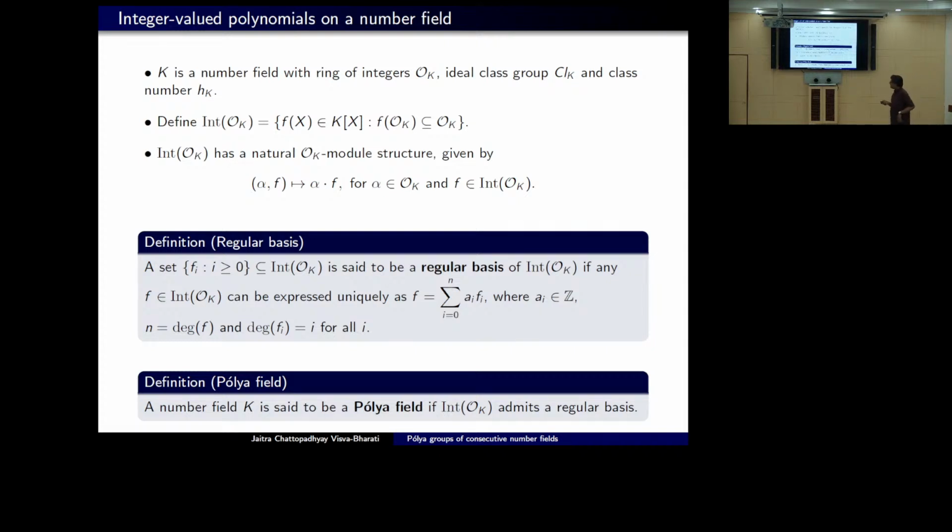Now this characterization in terms of this module structure is seemingly impractical, in the sense that if I give you a number field K and ask you to check whether Int(O_K) has a regular basis, it is not always easy to check or to come up with some regular basis of Int(O_K). So naturally we are led to find some practical criteria as to how to check whether some field is a Polya field or not. So that's where the arithmetic of number fields comes into the picture.